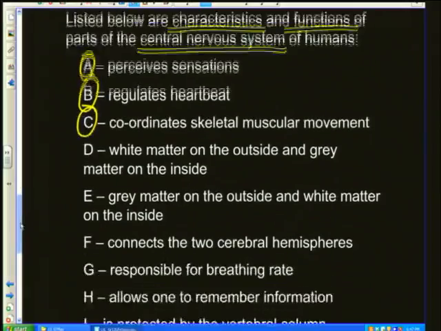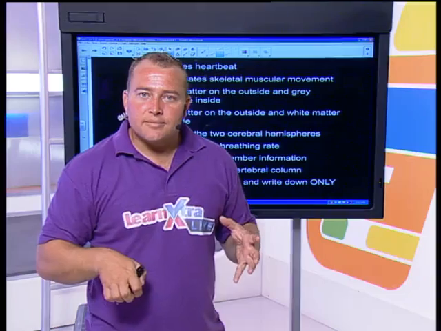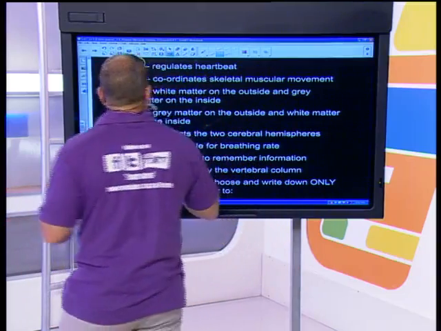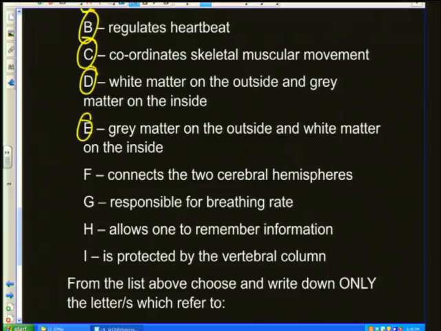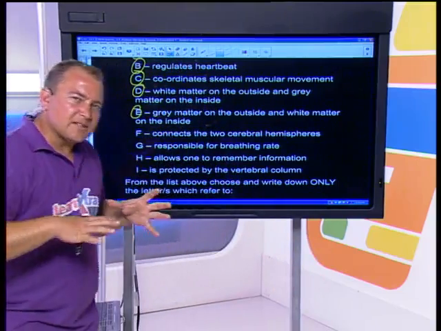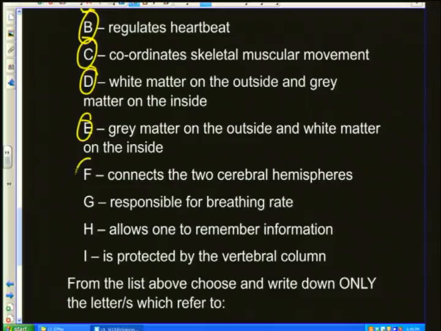Next one, white matter. Let me go down a bit. This is quite cool. White matter on the outside, gray matter on the inside. White matter on the outside, gray matter on the inside. Next one, E. Gray matter on the outside, white matter on the inside. That's changed around if you've noticed. E and D, they mean different things. They're two different things. That's right. Okay. Next one, your F is connect the two cerebral hemispheres, so the left side and the right side of the brain.